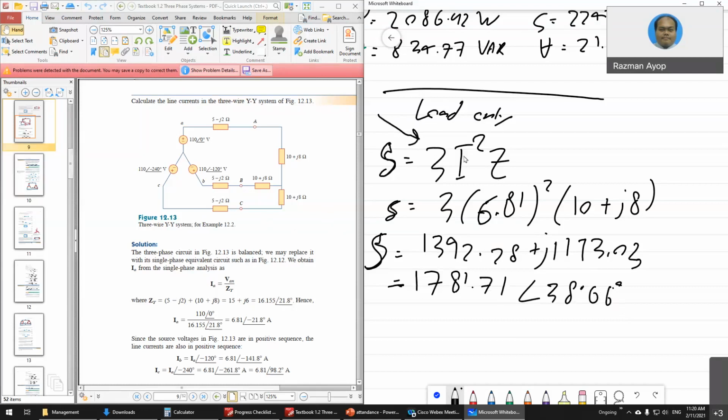Basically just put 3 at the beginning. And of course, you have to use the phase parameters, phase voltage and phase current. So that's it for balanced power.